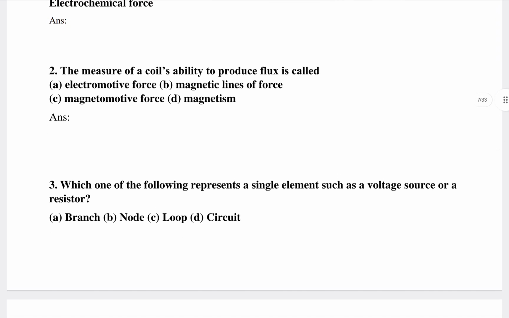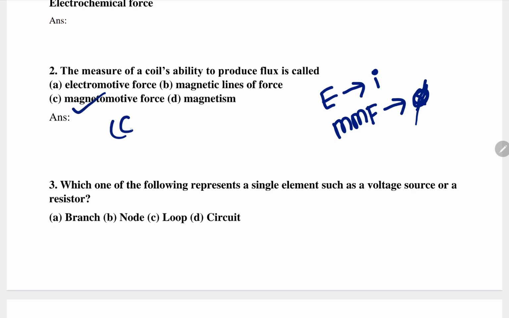Next, second previous year question. The measure of a coil's ability to produce a flux is called electromotive force, magnetic lines of force, magnetomotive force, or magnetism. We all know EMF will cause the current in the electric circuit. Similarly, magnetomotive force will cause the flux in the circuit. The answer is what? Magnetomotive force. Answer is C.